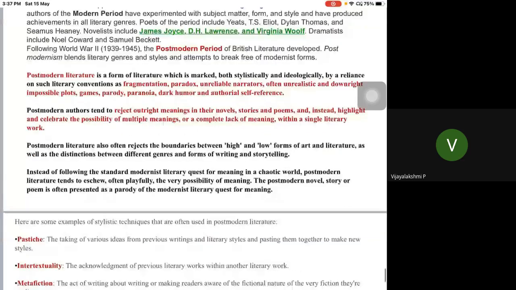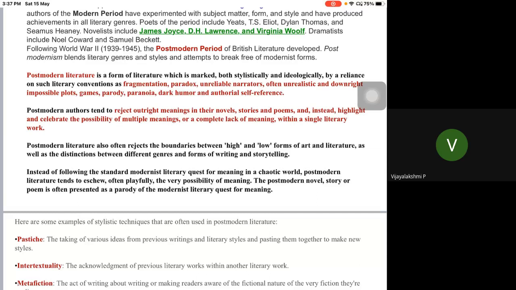And postmodern literature also often rejects the boundaries between high and low forms of art and literature, as well as distinctions between different genres and forms of writing and storytelling. So there was no distinction in the field of art or literature between what was called high and low. High in the sense of catering to a more studied approach, and the low, which we can broadly say caters to a wider spectrum of people. They refuse to make any distinction between high and low; everything they consider to be literature.